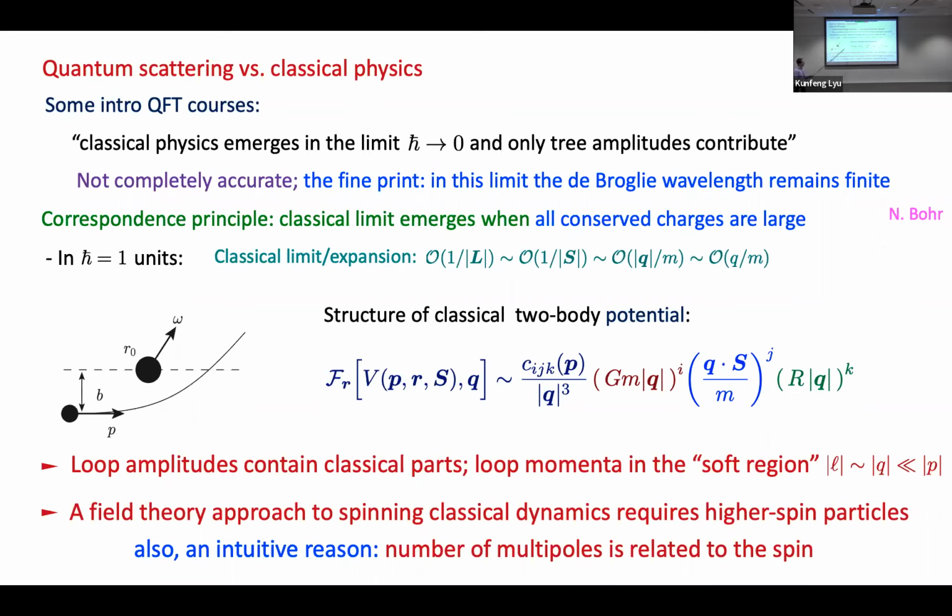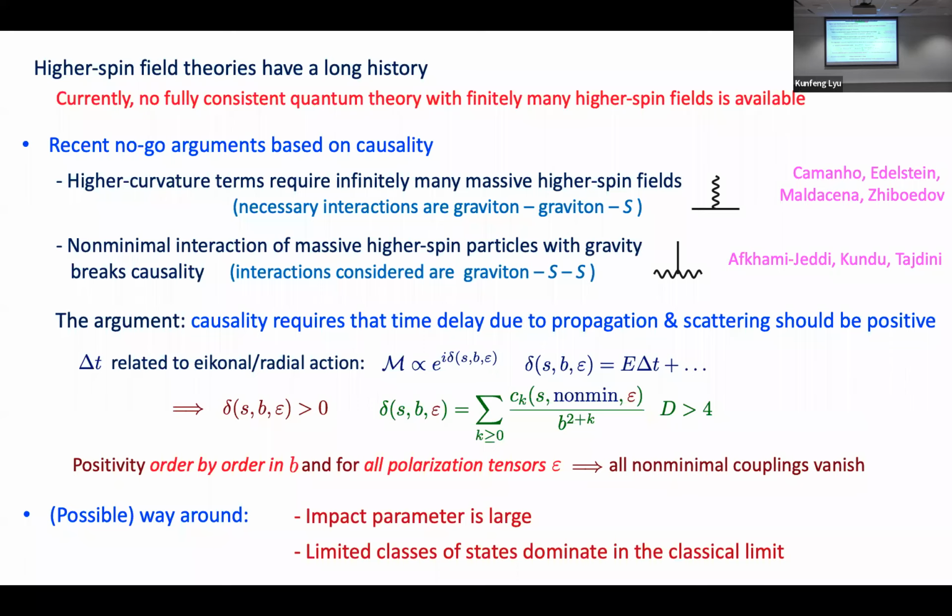The second conclusion out of this little discussion is that we need a field theory with higher spin particles. So this is a justification of the little diatribe in the beginning about why we worry about higher spin field theories. These things are so rare that we have no one available at the moment. There's no quantum one. And the no-go arguments, at least the recent versions of them, are based on causality.